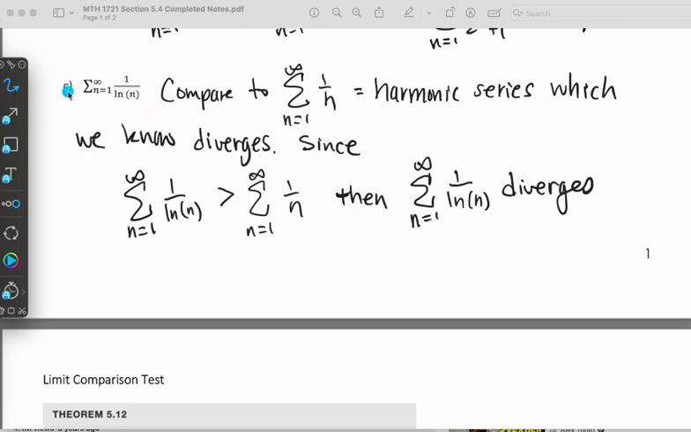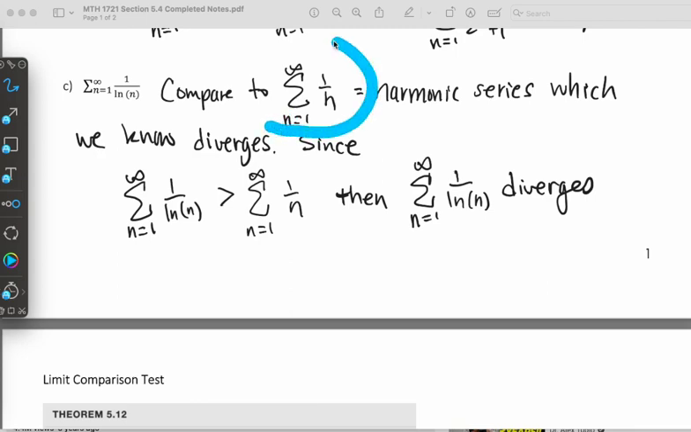Now, in this last example, using the comparison theorem, we have 1 over the natural log of n. I know that the natural log of n is going to be smaller than just n in the denominator, which means the fraction itself is going to get bigger because the denominator is smaller. So I know that the series 1 over the natural log of n is going to be greater than the series of 1 over n.